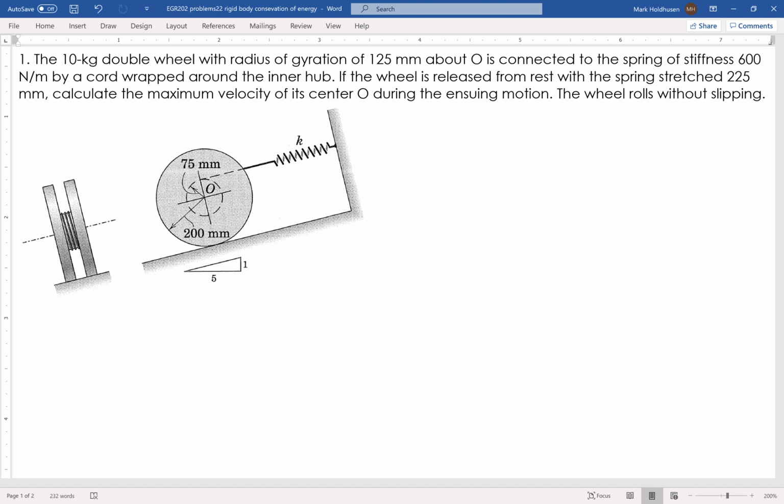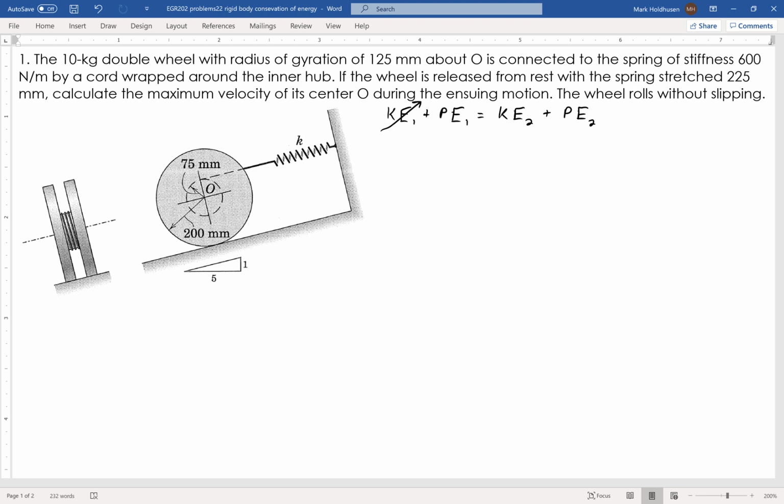So here's the thing. The only thing going on here is springs and gravity, so we're going to use conservation of energy, right? That's going to be KE1 plus PE1 equals KE2 plus PE2. Of course it starts from rest, so KE1 goes to 0. So we're going to step through this and determine what's going on.